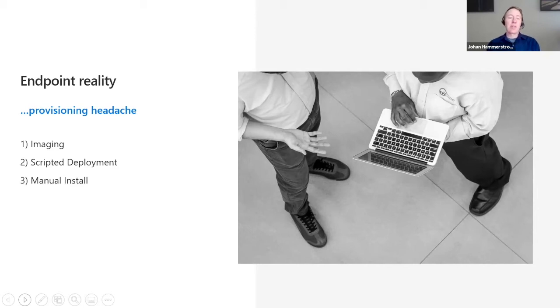The second approach is scripted deployment, and that's where you have a server that you're pulling files and software from, and you write a script to automate the process of setting up a new machine. And the third option is just manual install.